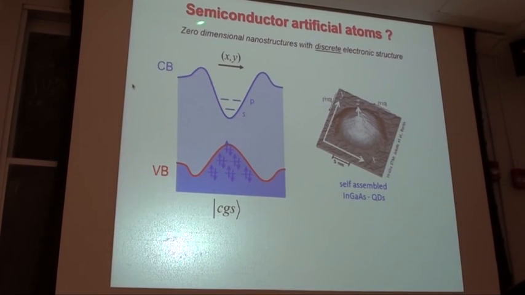Now, I put here semiconductor artificial atoms. These are nanoscale structures. They localize charge carriers, so they have an atomic-like discrete density of states. They have essentially an atomic-like single particle spectrum. However, in many respects, you'll see that they're not like artificial atoms.